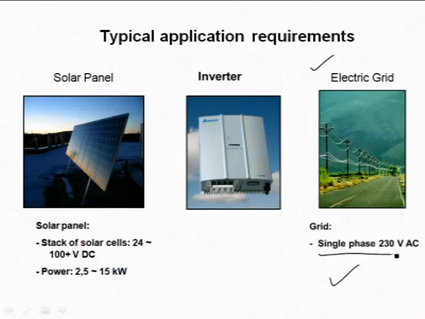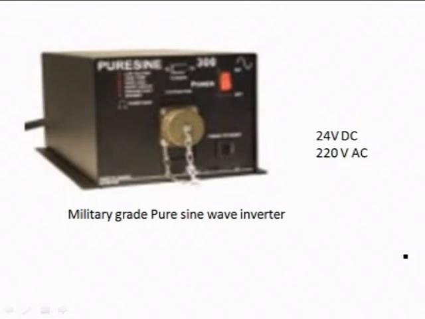Here the single phase is 230 volts AC. Inverters can be directly connected to the grid. So, during daytime the power is fed to the grid. At night time we can use that power for our domestic applications. So, this is another application. This is another type of inverter.